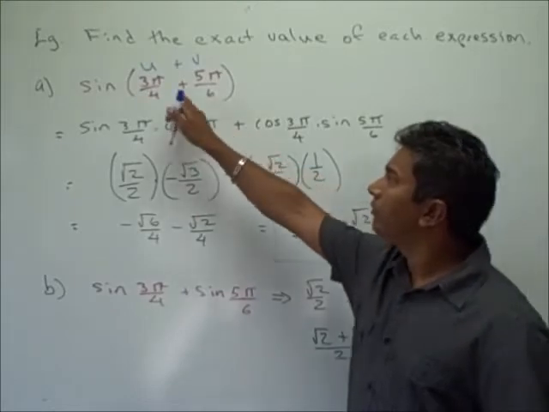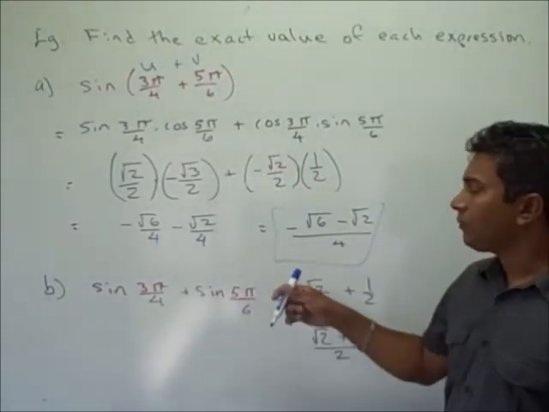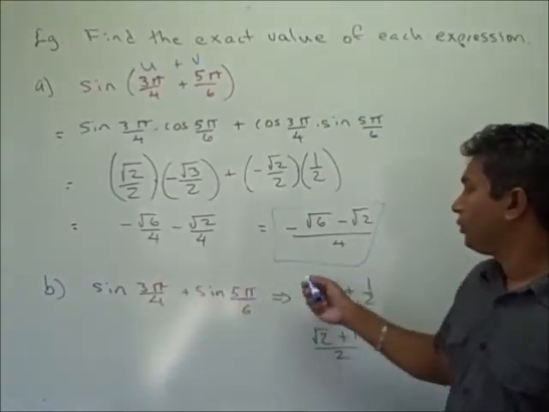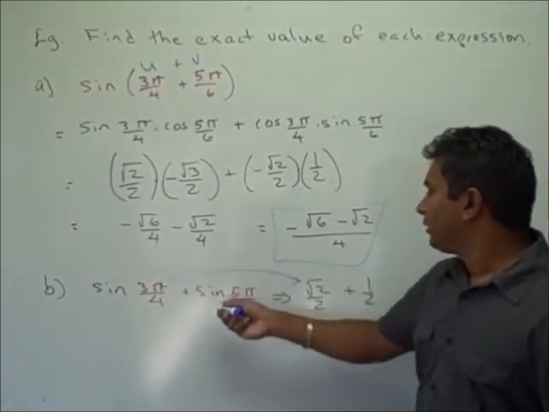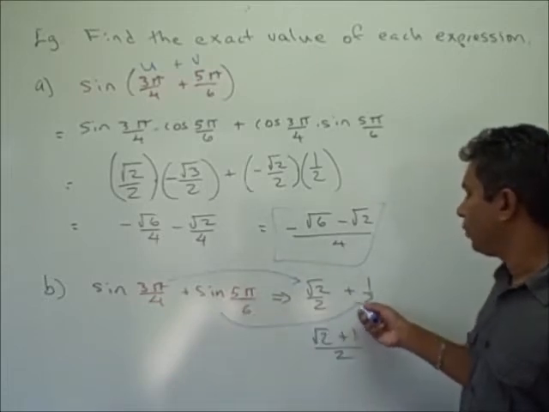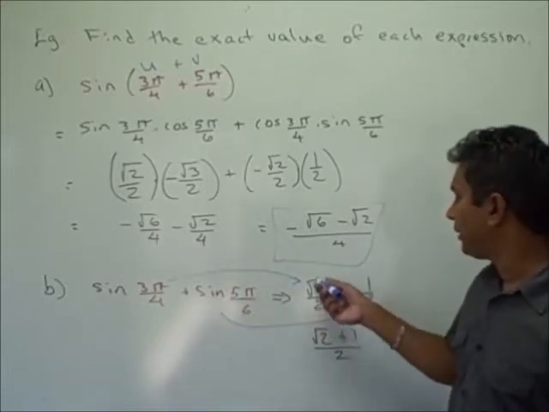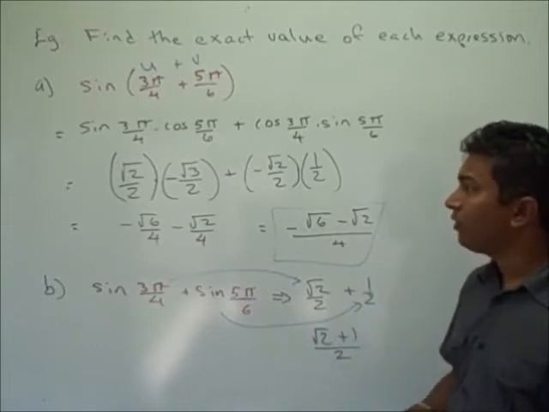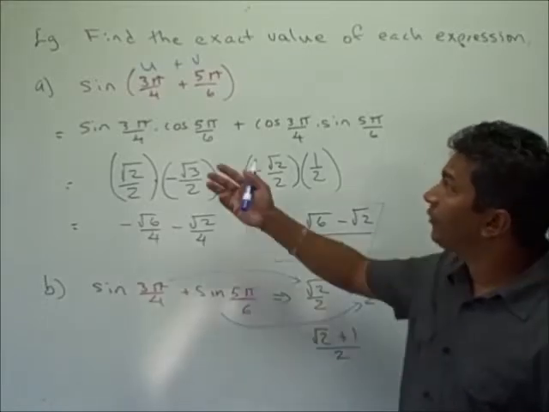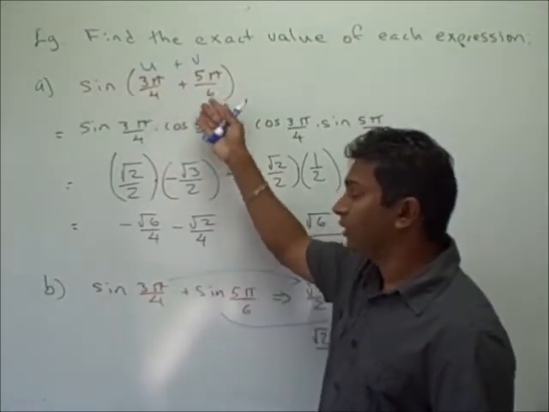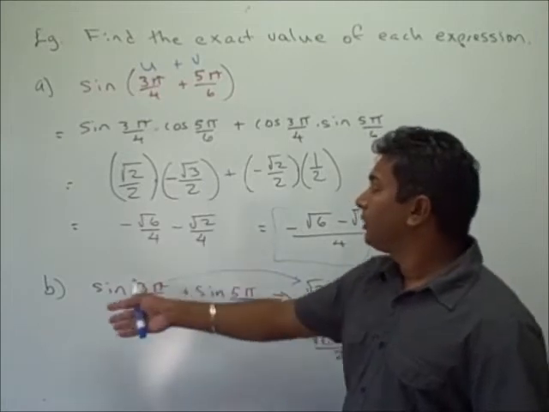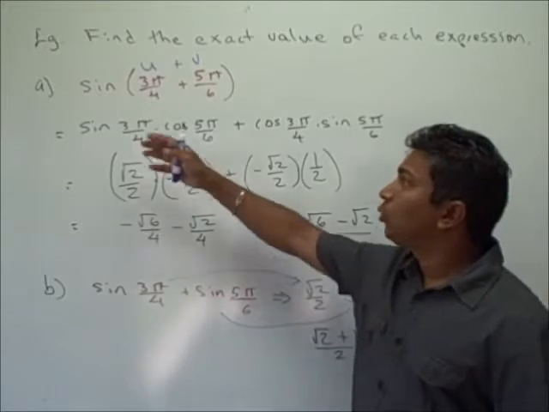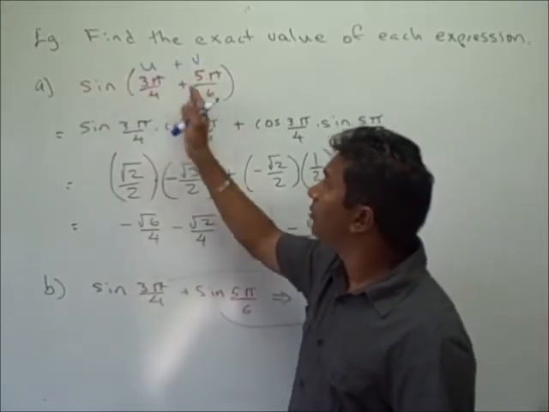Now the sine of 3 pi over 4 would be equal to, once again, the square root of 2 over 2. And the sine of 5 pi over 6 would be equal to 1/2. If we add both of these, we get the square root of 2 plus 1, all over 2. From this, we can see that the sine of 3 pi over 4 plus 5 pi over 6 is completely different from the sine of 3 pi over 4 plus the sine of 5 pi over 6. So we are not distributing the sine over both of these.